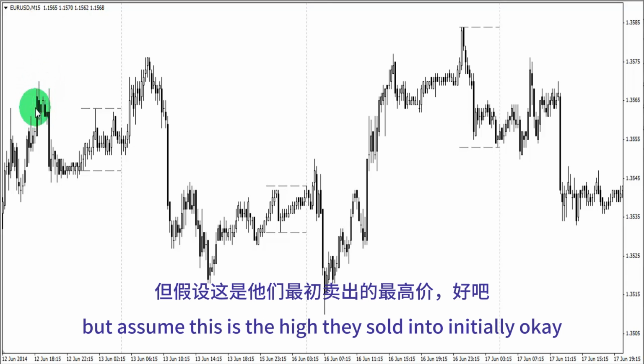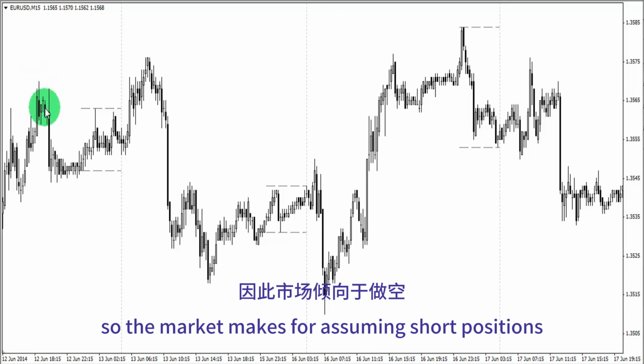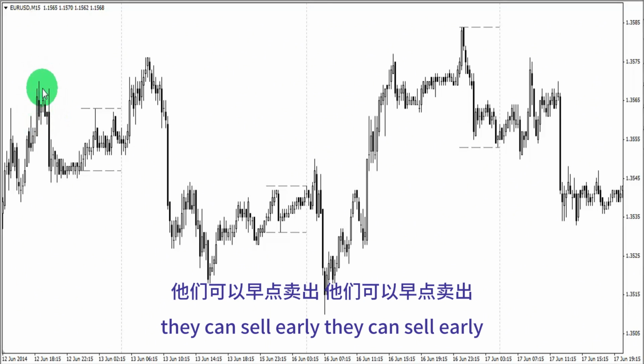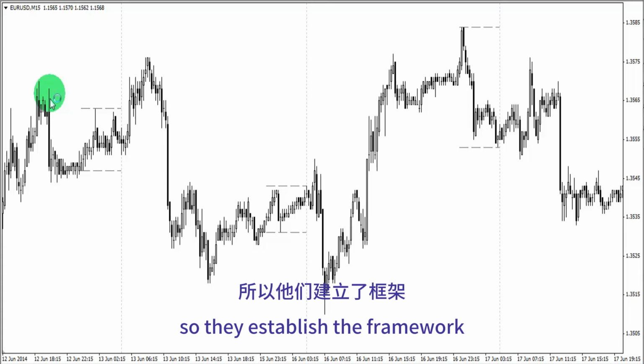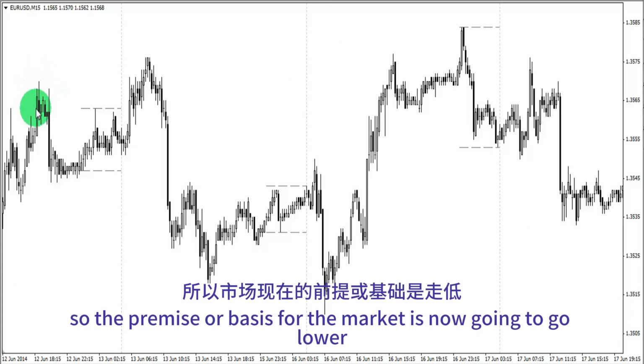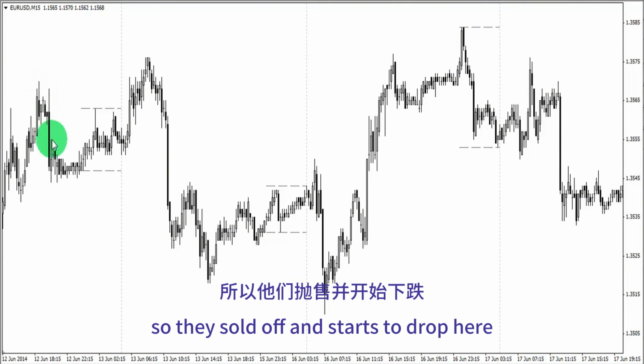But assume this is the high they sold into initially, so the market makers were assuming short positions. Because they have deep pockets, they can sell early. They can sell early. So they established the framework, if you will, the premise or basis for the market is now going to go lower. So they sold off and it starts to drop here.